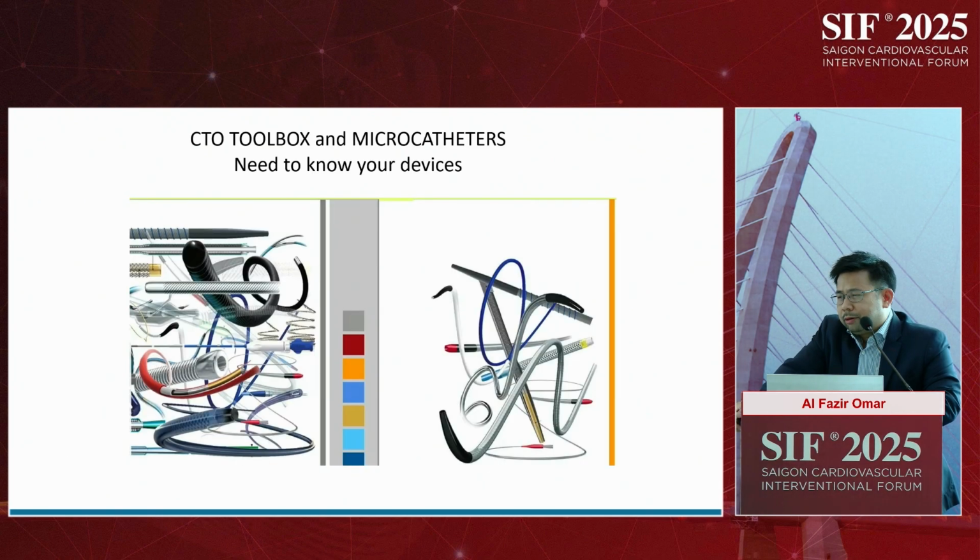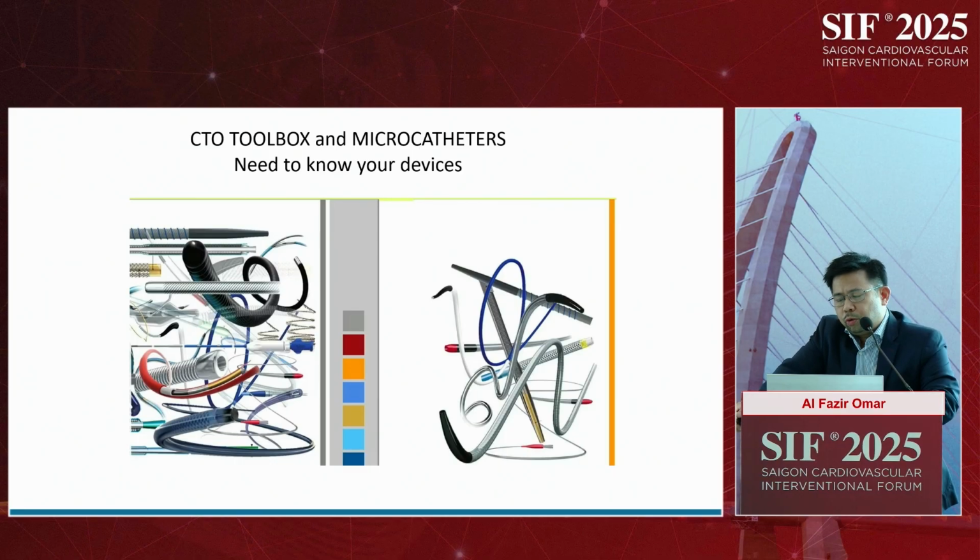CTO toolbox, microcatheters, wires are too long to discuss here. You will have many different wires, microcatheters, all these devices, and not forgetting complications, you need the coils, you need the covered stent. So all of this you need to be familiar with, and you need to have all these devices, and you need to be updated because there's so many.